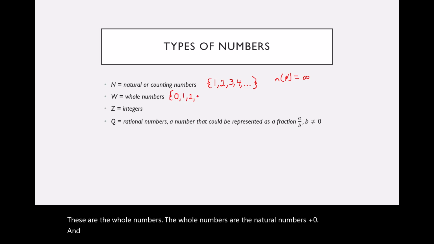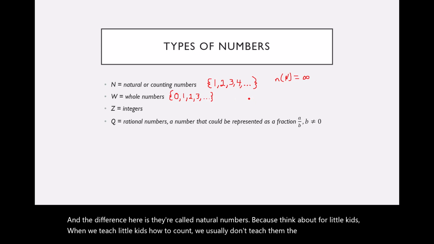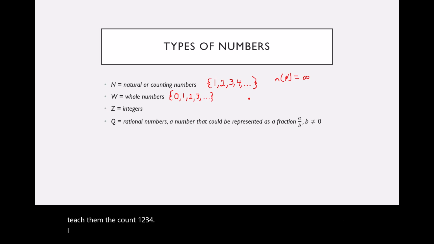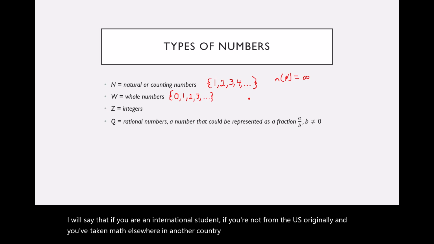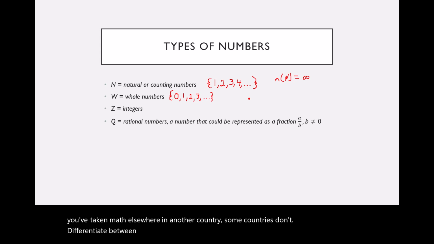And the difference here is they're called natural numbers because think about little kids, when we teach them how to count, we usually don't teach them to count 0, 1, 2, 3, 4. We teach them to count 1, 2, 3, 4. I will say that if you are an international student, if you're not from the US originally, and you've taken math elsewhere in another country, some countries don't differentiate between these two. They believe that 0 is a natural number. It's not set in stone elsewhere, but in the US, the vast majority of the time, we consider it like this.